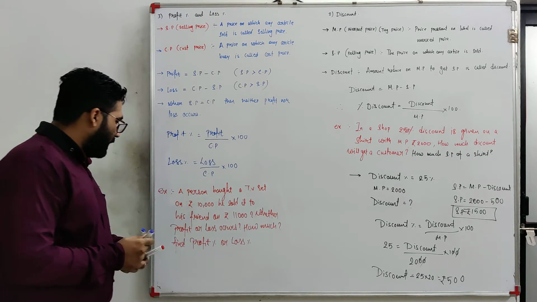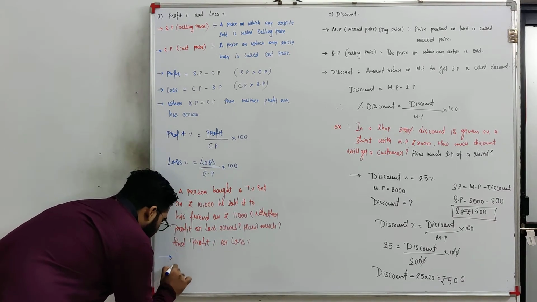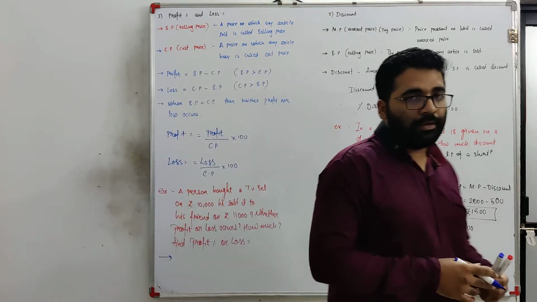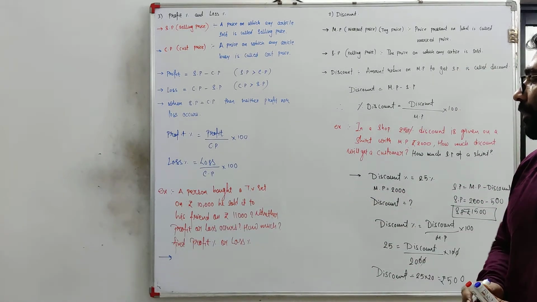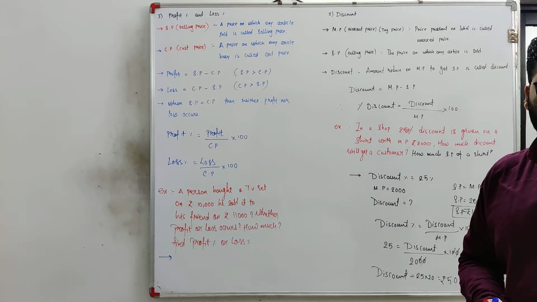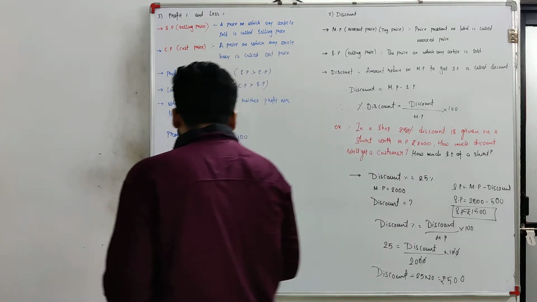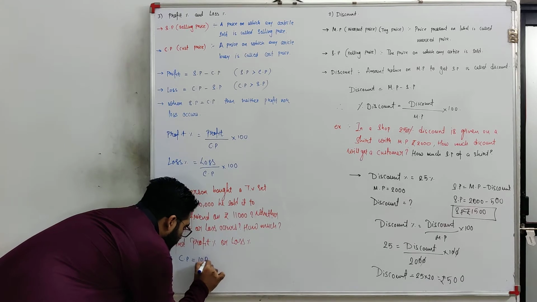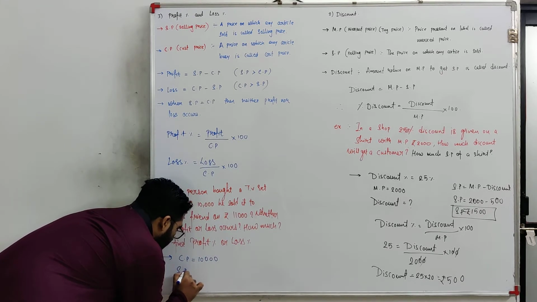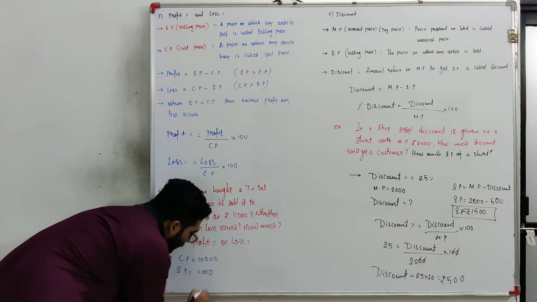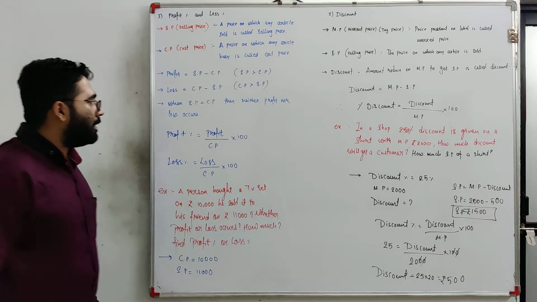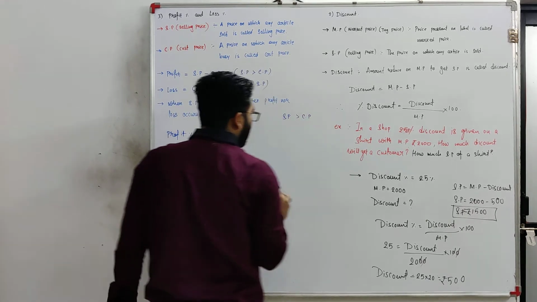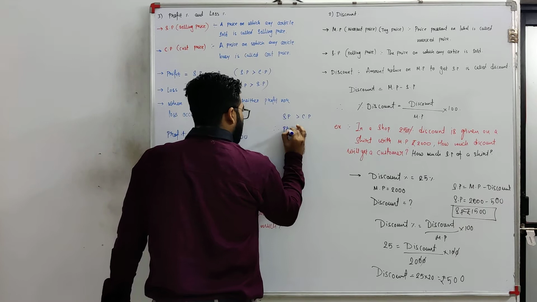So for this, let me take the example. A person bought a TV set for rupees 10,000 and sold it to his friend for 11,000. So see, the cost price is equal to 10,000 and the selling price is equal to 11,000. When you observe that the selling price is greater than the cost price, here I am writing: selling price is greater than the cost price, therefore profit occurs.